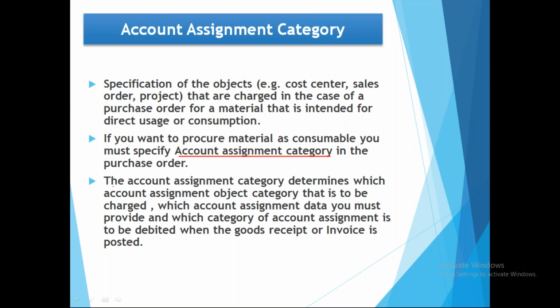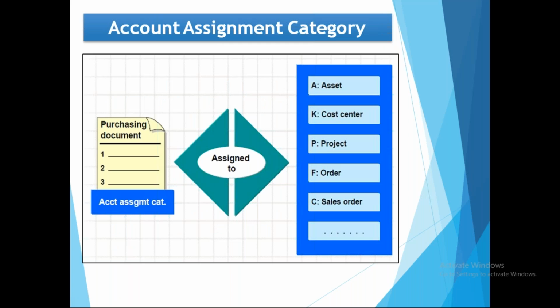So whenever you are going to create a purchase order for consumable materials, you need to enter account assignment category. This account assignment category determines which account assignment object category is to be charged, which account assignment data you must provide, and which category of account assignment is to be debited when the goods receipt or invoice is posted. Based on the account assignment category you maintain, the system will ask you to enter the account assignment data. Whether it is an asset, a cost center, a project, an order, or a sales order, that information you need to maintain. That is what is called account assignment category.